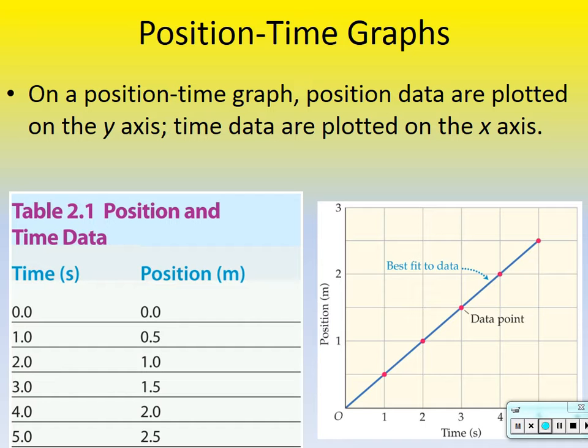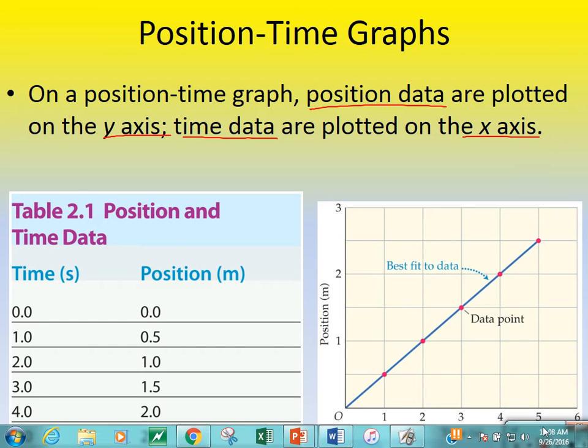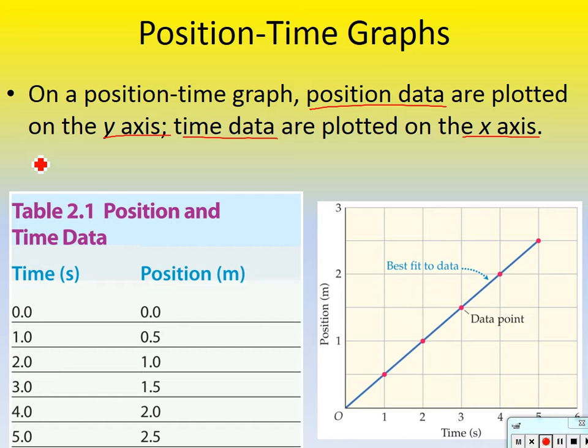On a position time graph, position data are plotted on the y-axis, and the time data is plotted on the x-axis. If you remember back from our Introduction to Physics chapter, we talked about graphs and which axis is plotted where. So if you look at this graph, on the y-axis is position. Position is usually measured in meters, the SI base unit for length. On the x-axis, we're measuring time, and our units are what?